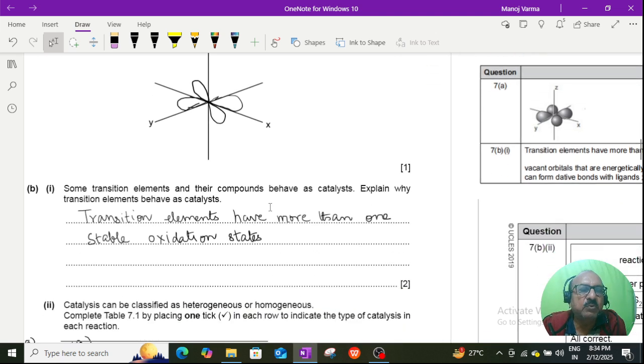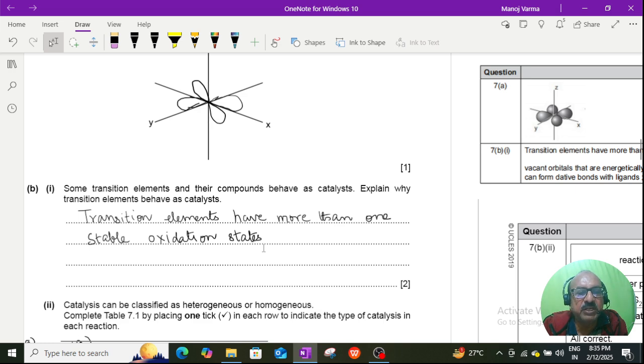Then we go to the next question. Some transition elements and their compounds behave as catalysts. Explain why transition elements behave as catalysts. So the simple answer is that it is because transition elements have more than one stable oxidation state. So that's the answer. You know about this.